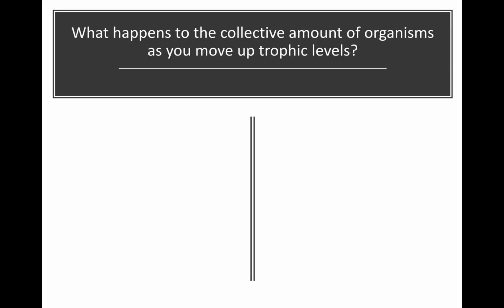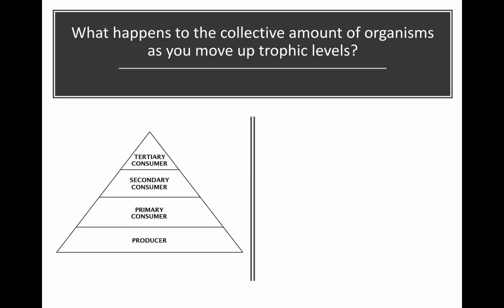All right. So the question we want to be able to answer in the next couple of days through this lab and worksheet is, what happens to the collective amount of organisms as you move up the trophic level? And also we can put in what happens to the energy as it moves up as well. So here's our basic pyramid. We have our producers, primary consumers, secondary, tertiary, and this can even go up to quaternary. You just have to add an additional level here, okay?